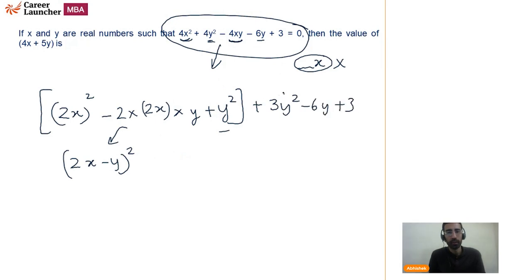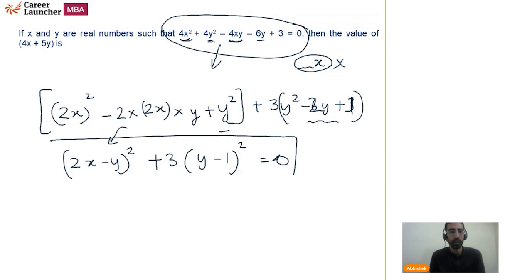Does this give me a whole square? It does, because if I take 3 common, I'm left with 3 times y square minus 2y plus 1, which is basically y minus 1 whole square, no? You get a 3y square minus 6y, 3 taken common, minus 2y. Yeah, this is exactly y minus 1 whole square.